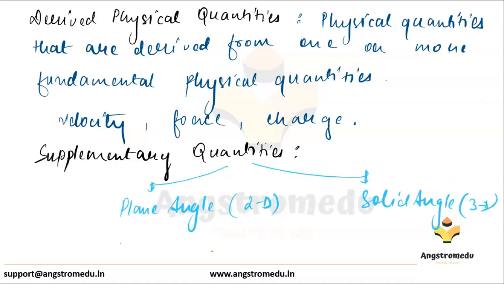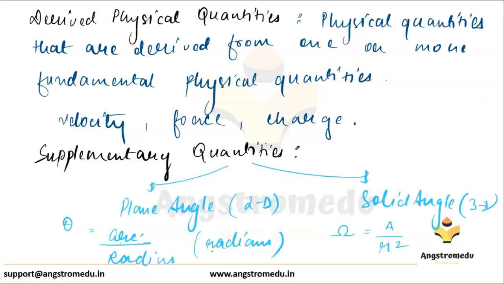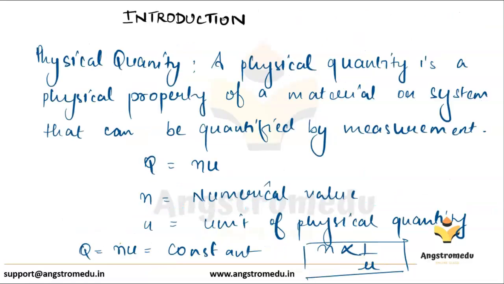If we talk about plane angle, then plane angle theta equals arc by radius, and it is measured in radians. And if we talk about solid angle, then solid angle equals area upon r square, and this is measured in steradian. So this is all about the introduction to units and measurement.